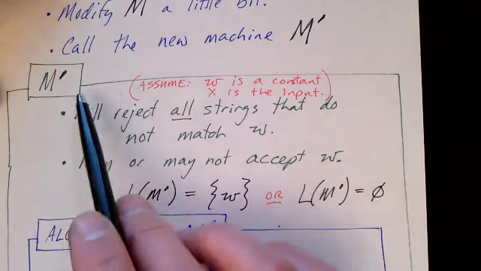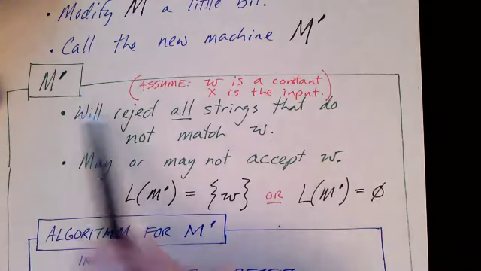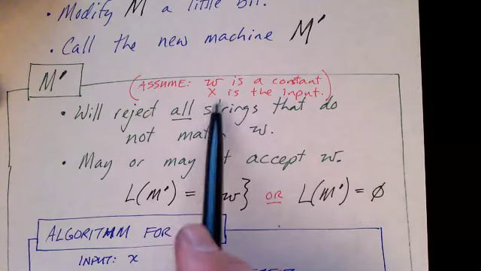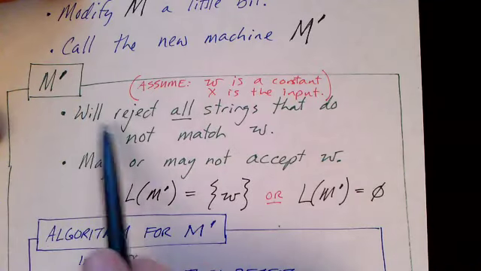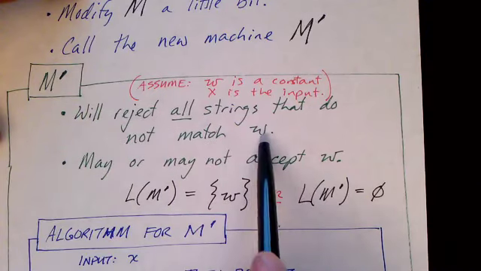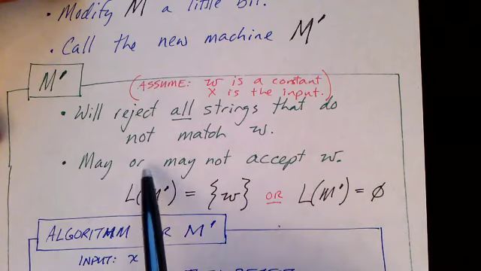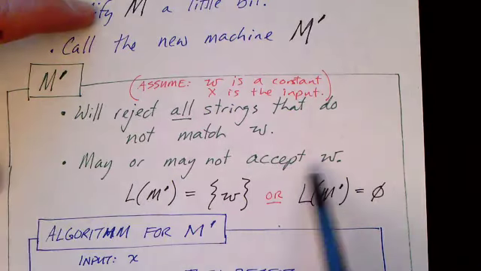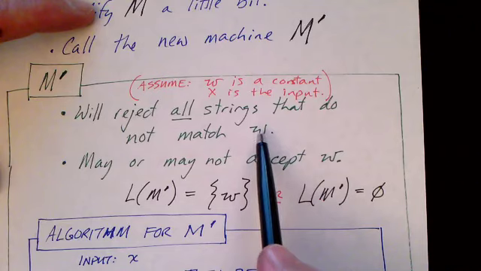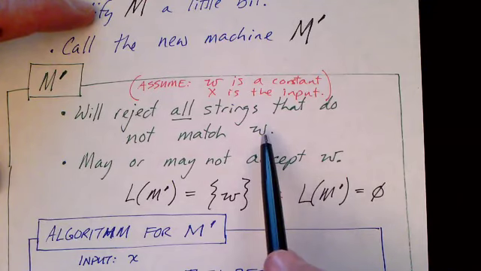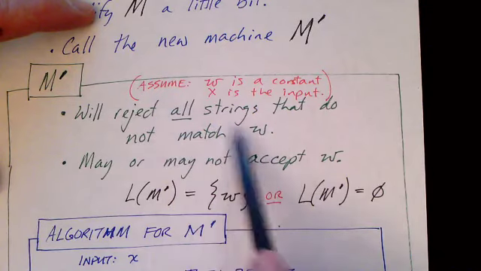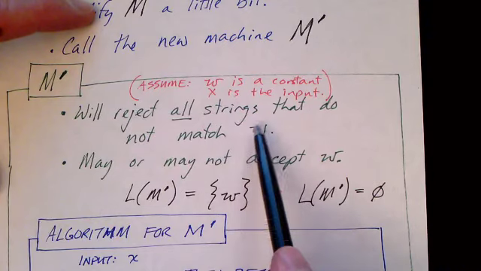M prime will take an input. It's a Turing machine after all. We'll call the input to M prime X. And so what does M prime do? First of all, it rejects all input strings X that do not exactly match W. And then it may or may not accept W. If X is not W, if the input to M prime is not equal to W, then M prime will immediately reject it. The only thing that it might accept is a string X that happens to be equal to W.